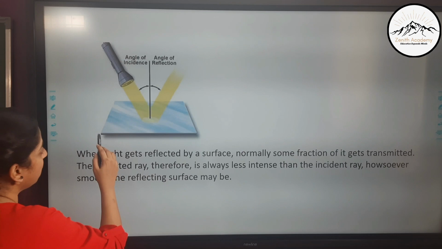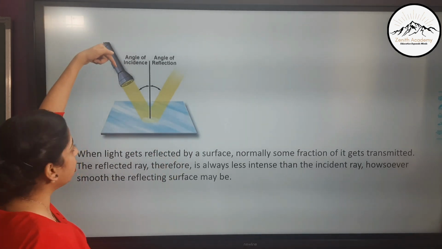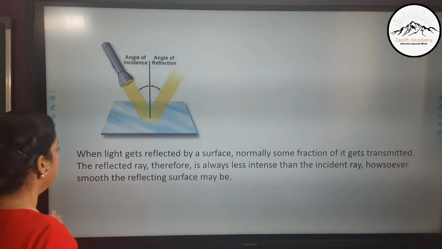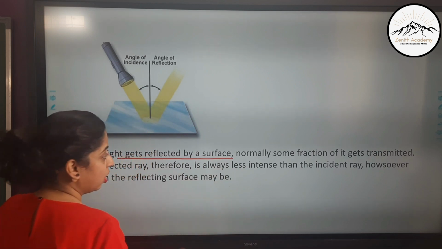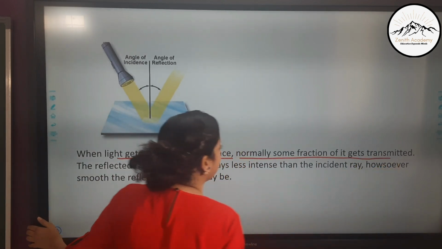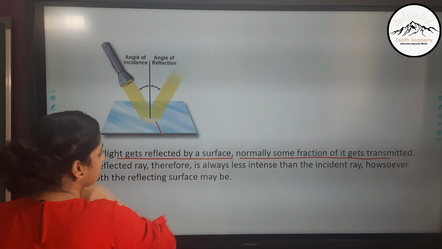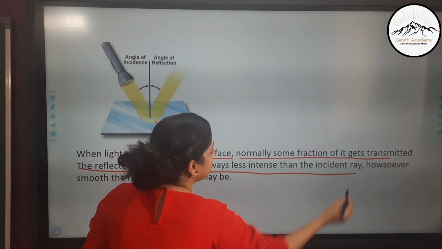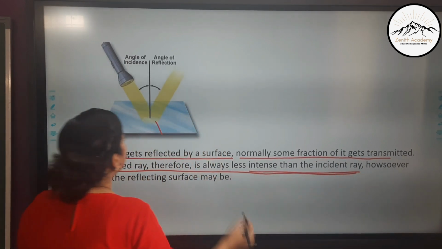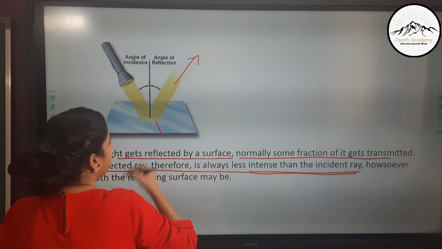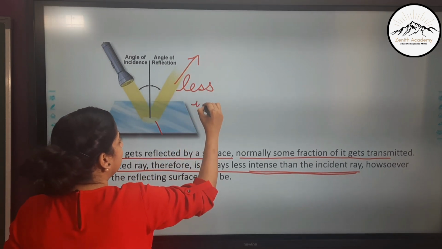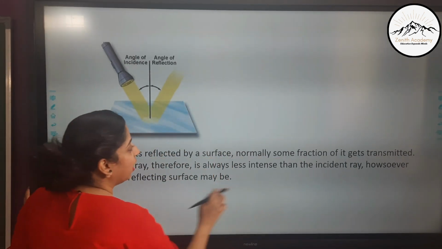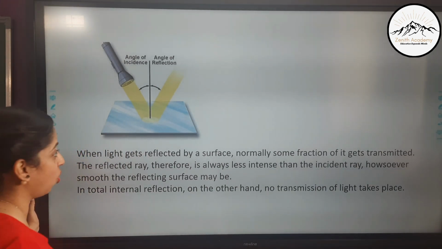Here you can see this is a shiny surface, and from this torch the incident ray is coming here, and here it is getting reflected. When light gets reflected by a surface, normally some fraction of it gets transmitted. Some of it is getting transmitted here as well. The reflected ray therefore is always less intense than the incident ray. But in case of total internal reflection, it's not the case.